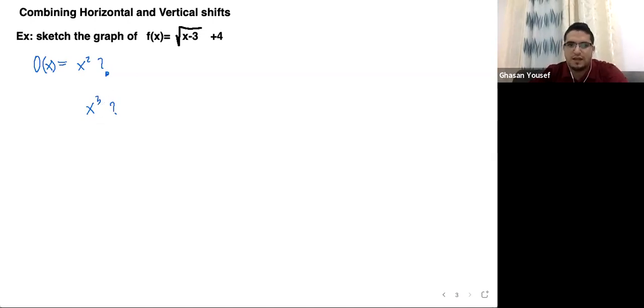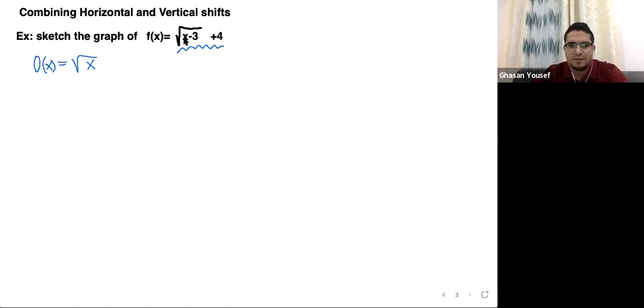Radical, exactly. So the original function is radical. Why is radical? It's radical because we have a radical inside the example. So my original function is a radical of x. This is the first step you have to know. Now, I should change something inside the original function to make it something like this. I have to add and substitute and do something to O of x to make it something like this.